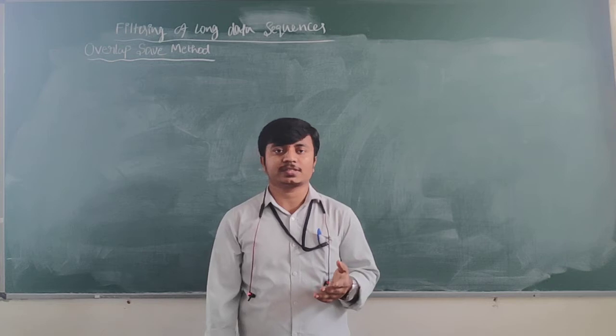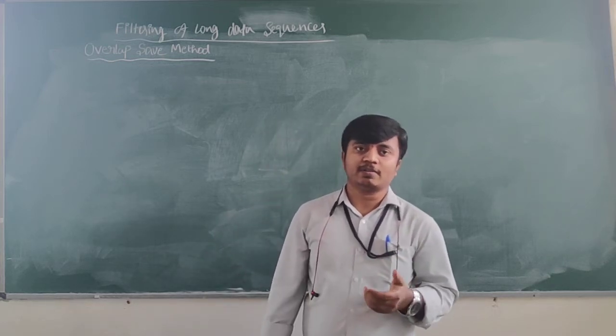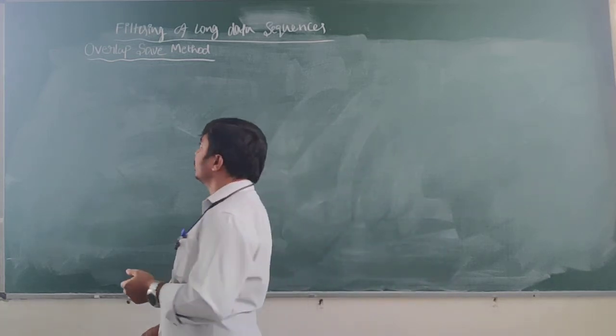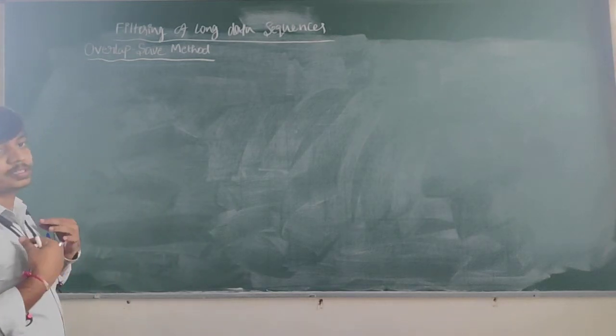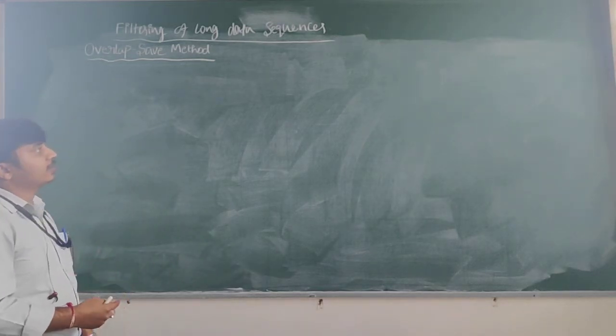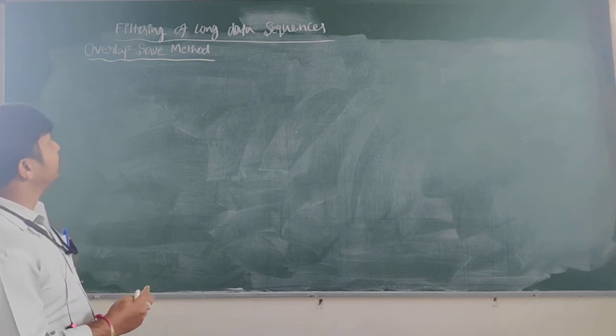In the last class we discussed the overlap add method and we also solved a numerical problem on that. In today's class we are going to discuss the overlap save method. So we shall see what this overlap save method is.